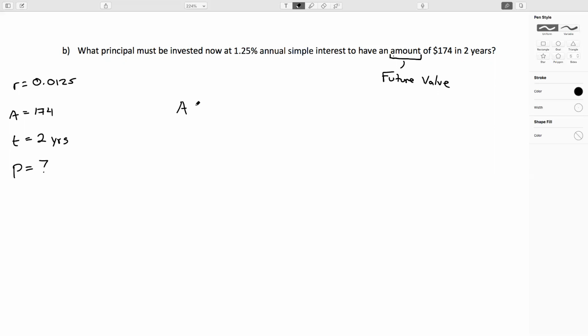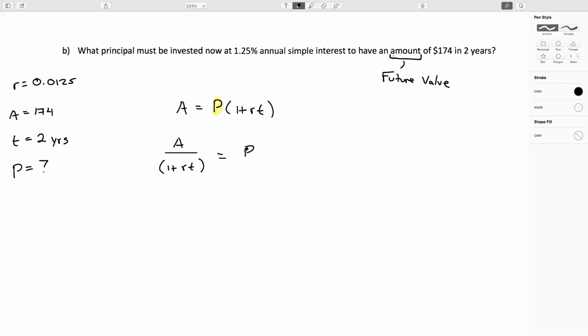So A equals P times 1 plus RT. And by the way, you wouldn't be expected to memorize these. If you were writing a test, for example, I would be giving you a formula sheet on this stuff. Not really something to worry about right now, but you don't need to spend time trying to memorize it. Okay, so we need to find the principal P, which means we need to divide A by 1 plus RT. So A divided by 1 plus RT equals principal.